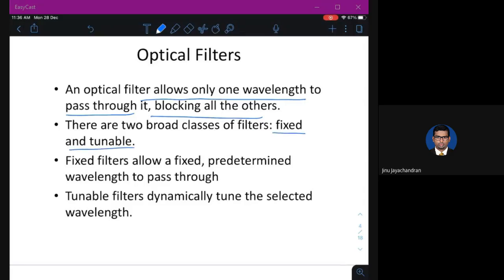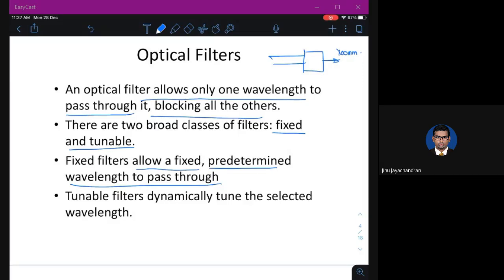Now, fixed filters allow a fixed predetermined wavelength to pass through. For example, let's say a light is coming through an optical fiber, and now you know that at a wavelength of, let's say, 100 nanometer, you have the information. So you will design a fixed filter in front of the fiber, and you will extract that particular wavelength, let's say 100 nanometer, because you don't care about all other wavelengths.